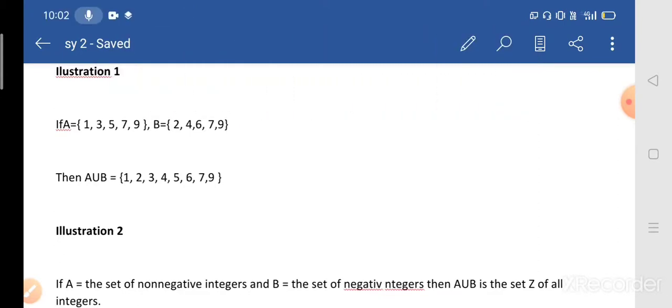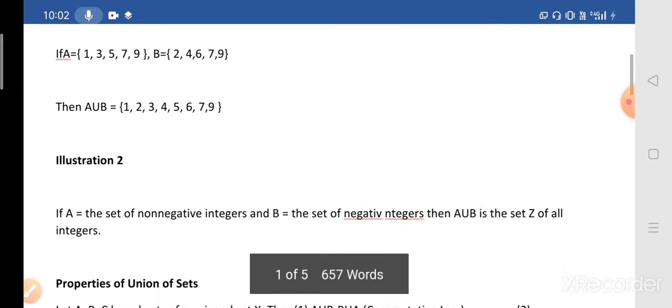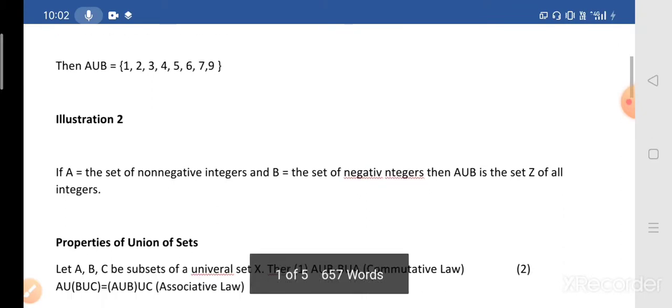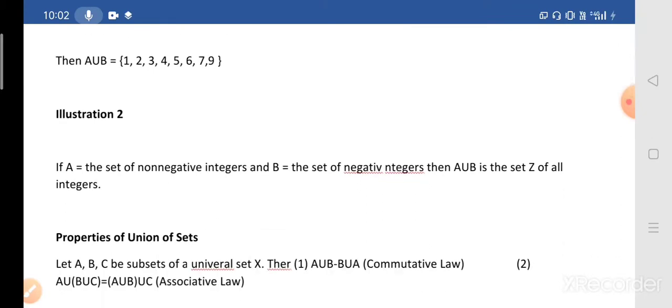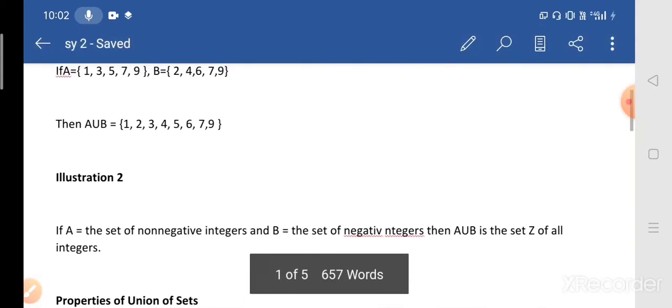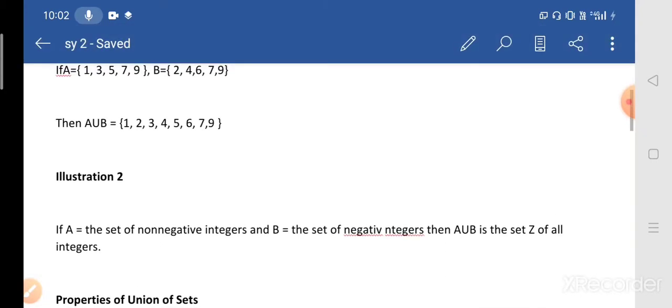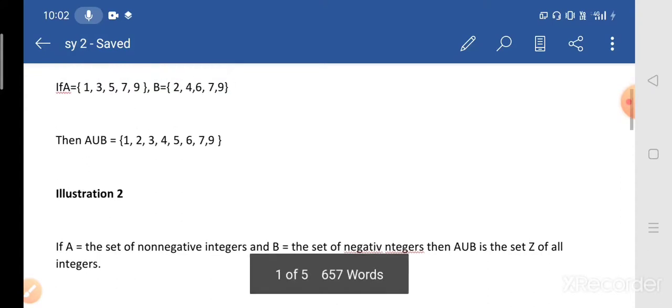Here A is the set of non-negative integers and B is the set of negative integers. Then A union B is the set of all integers. Combining the two sets, non-negative numbers meaning positive and 0, and B the negative integers, together we get the set of integers.